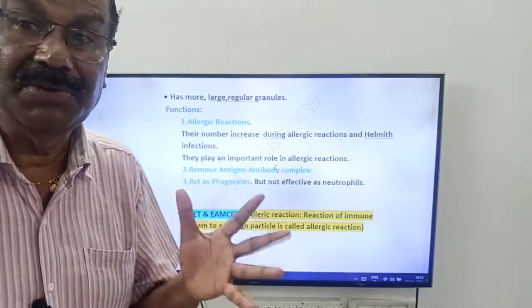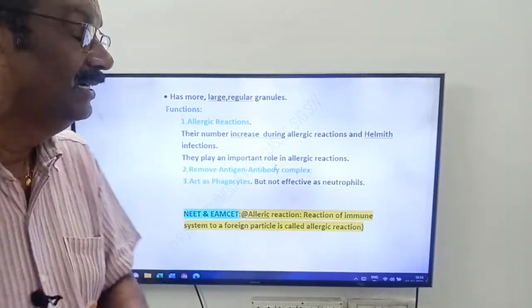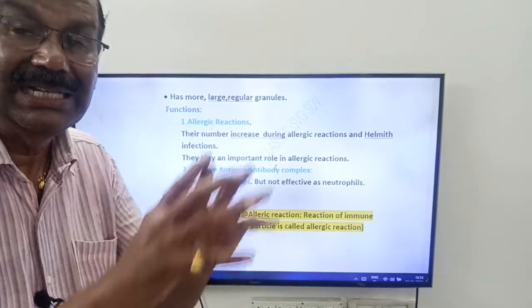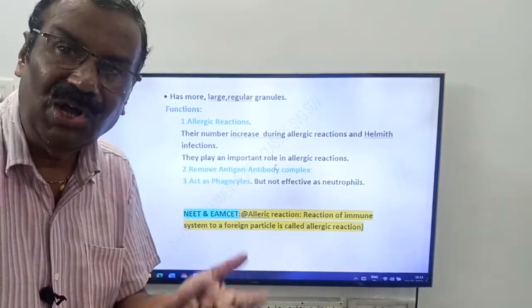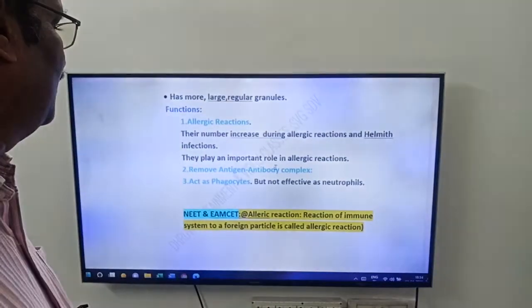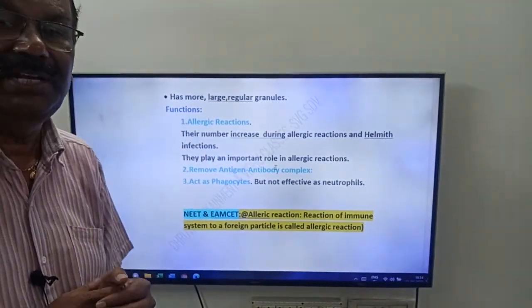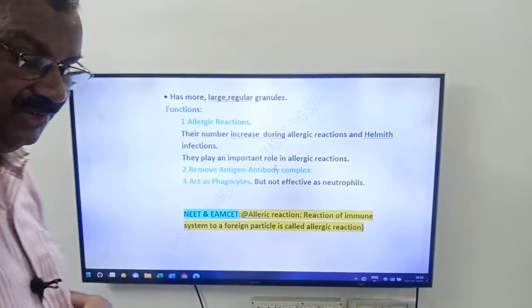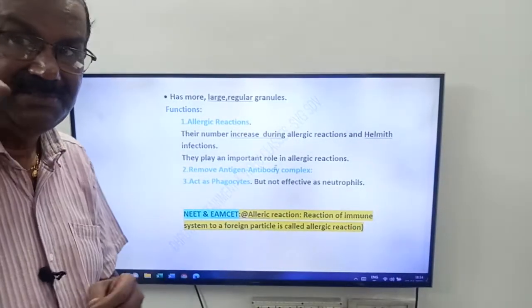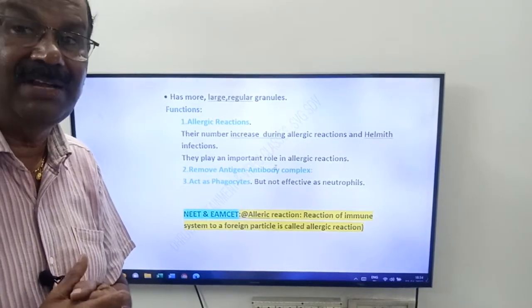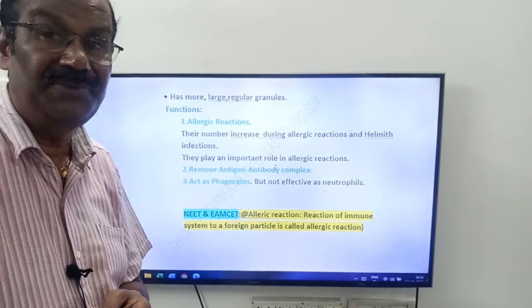Eosinophils have more granules, friends. They are large in size, regular, and equal in shape. More large regular granules. Now come to the functions of the eosinophils, friends. Number one, allergic reactions. Whenever we have allergy, the number of eosinophils increases, friends.